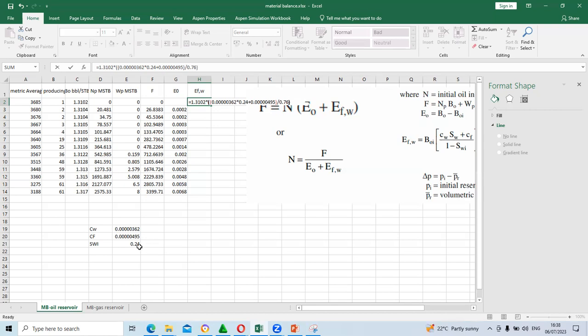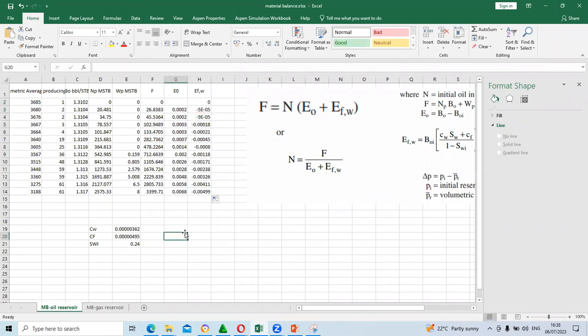Let me put this in bracket. Okay. Times now. We have our change in pressure, which is PI, the initial reservoir pressure, 3685. I close it. Any bracket I need to close? No bracket. All right. So it's okay now. So I drag it down and it gives us the value.